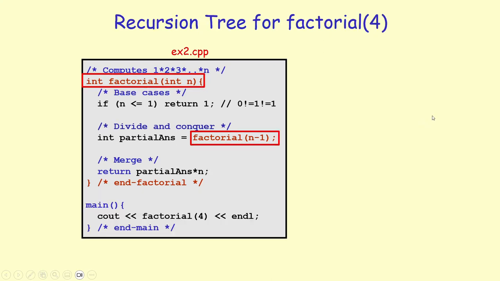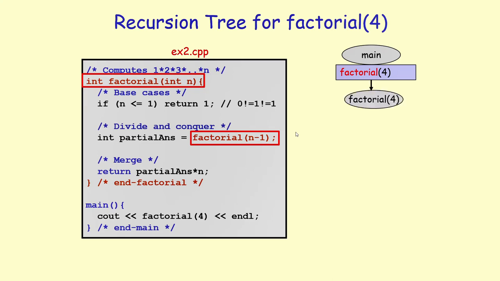Let's look at the recursion tree for factorial 4. We are again at the main, making a call to factorial 4. So that's the first statement we are going to execute when this program starts executing. We're going to say factorial 4. So now we are inside the first statement of factorial. Obviously, 4 is not less than or equal to 1. So we continue and execute partial answer is equal to factorial 3. So that's our recursive call. But this time the value of the parameter is 3.